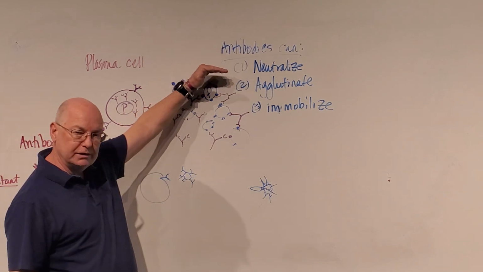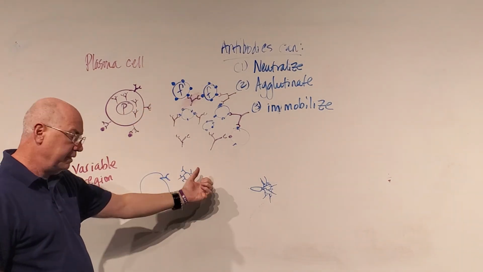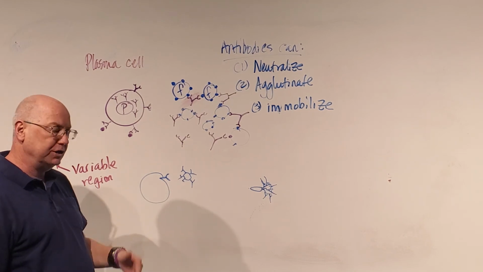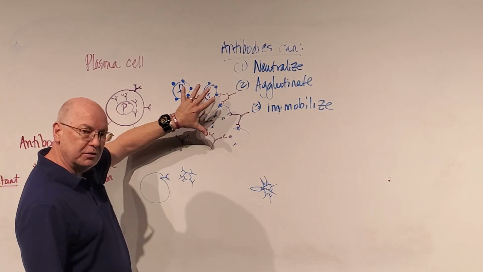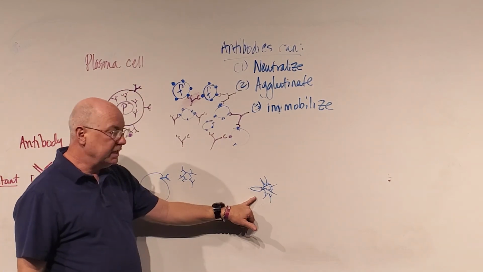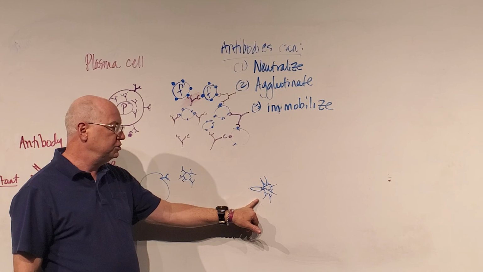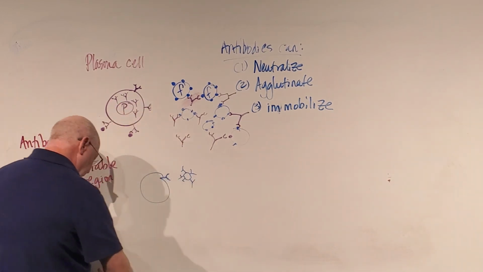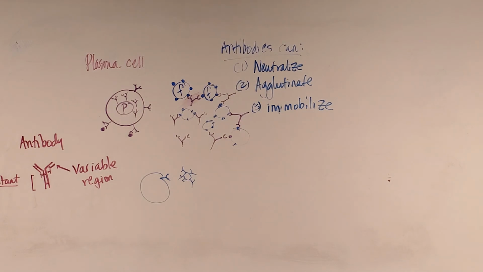So they can neutralize cells by binding to them and blocking their ability to bind to receptors on our cells. They can agglutinate them or clump them together so our immune cells can wipe a bunch of them out at once. They can immobilize some pathogens by binding to flagella and not allowing them to move around.